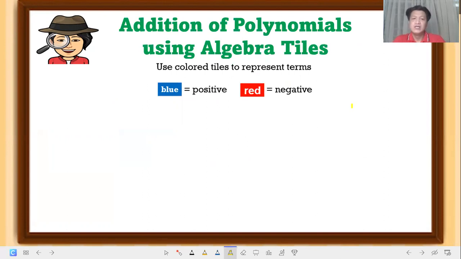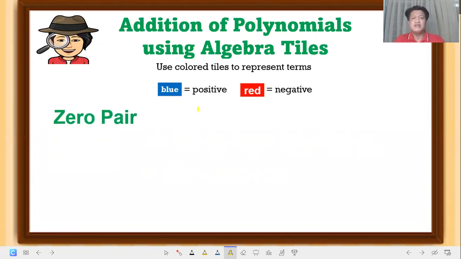Okay. So aside from the horizontal and the vertical method, meron tayong tinatawag na addition of polynomials using algebra tiles. So dito, gumagamit tayo ng colored tiles to represent terms. So we have blue, yun yung positive, red, negative. Pero yung iba gumagamit sila ng ibang kulay, no? Basta kailangan naka-label lang siya para alam natin kung saan doon yung positive or negative.